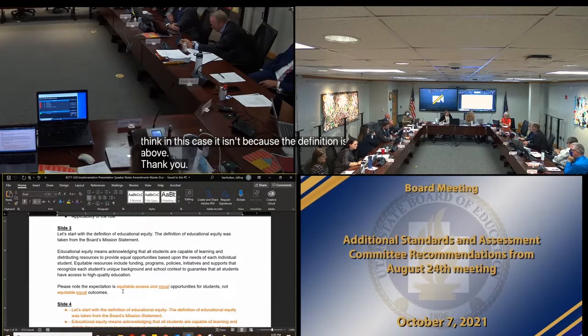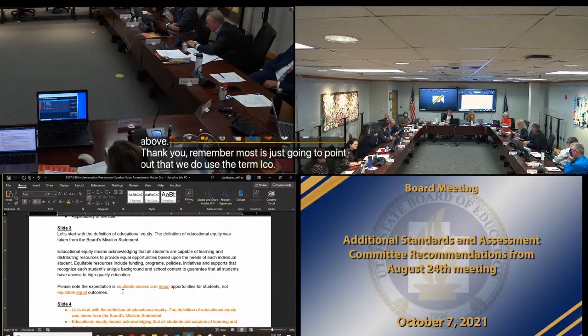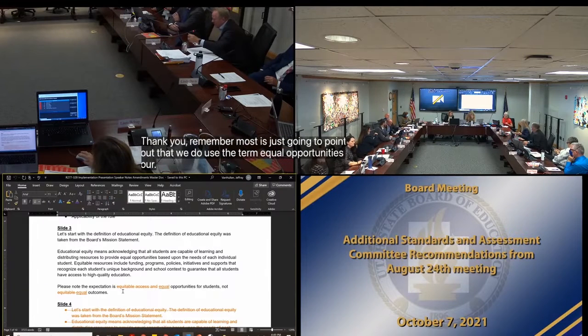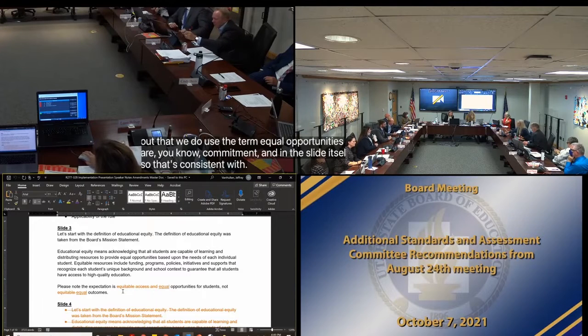Thank you, Board Member Moss. I was just going to point out that we do use the term equal opportunities as our commitment in the slide itself, so that's consistent with the amendment.